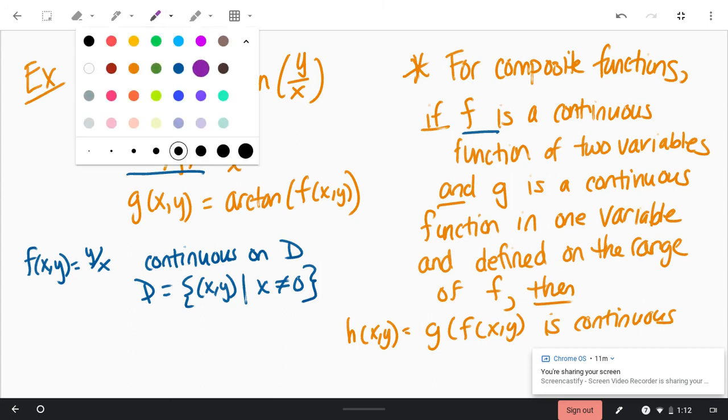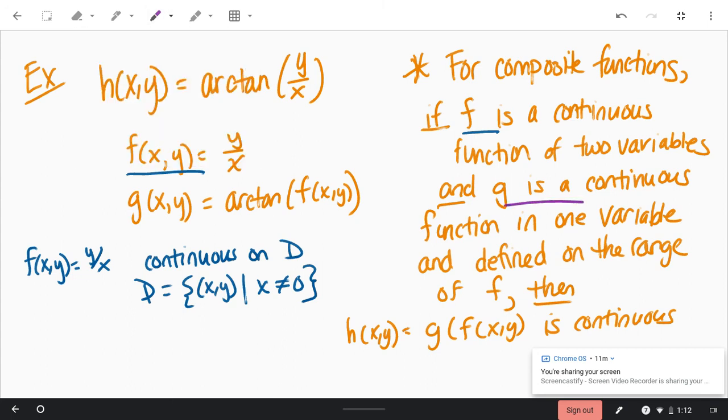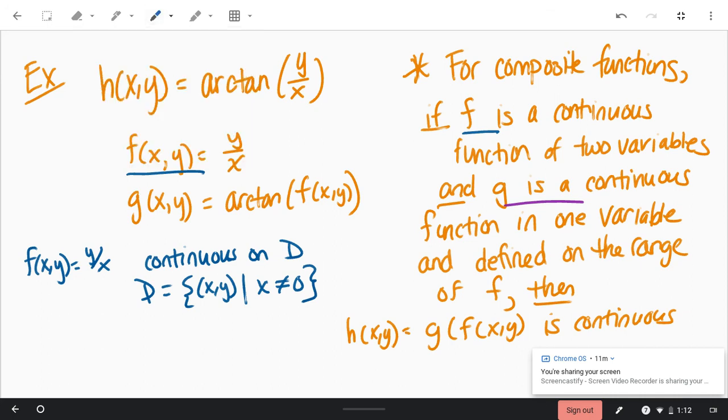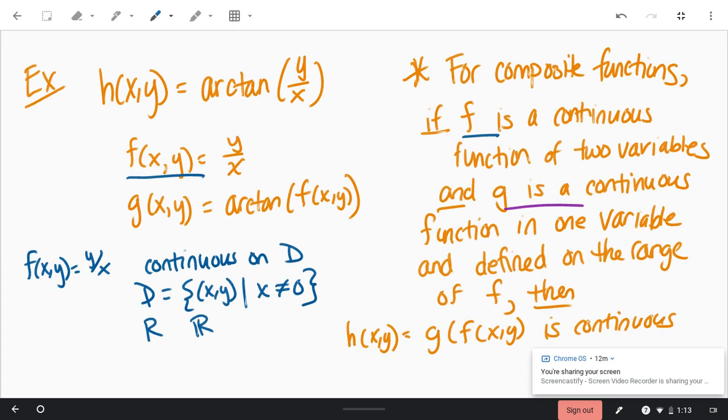Next, we got our g. G is a continuous function in one variable, and it's defined on the range of f. So let's go back to the range of f. What kind of outputs can we get? Anything we want. We can get 0 if y were 0, and anything else that we want. So your range would be all real numbers. And that's not in two-dimensional space, because your output's just going to be one value.